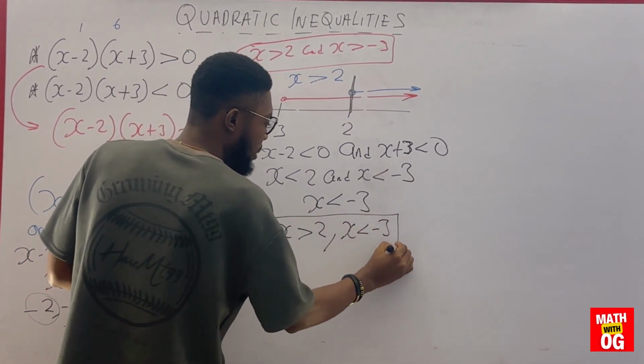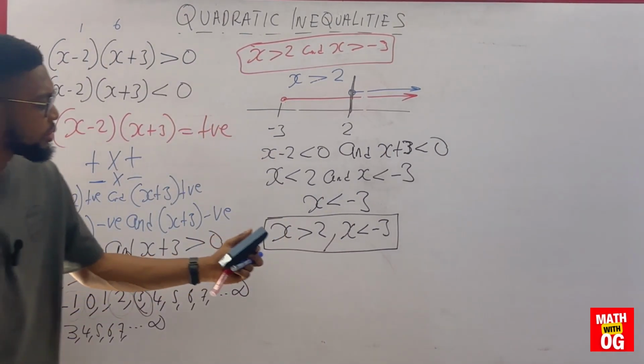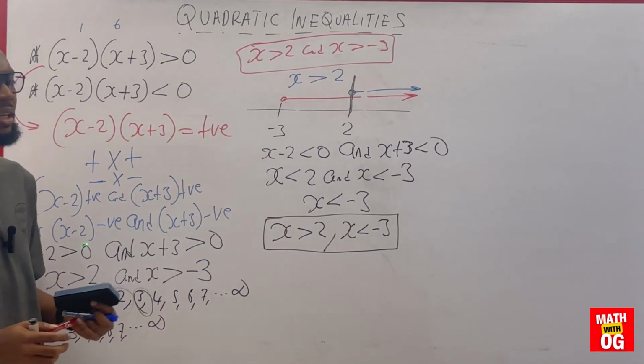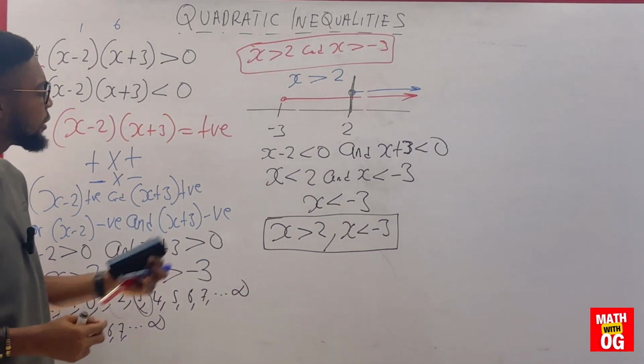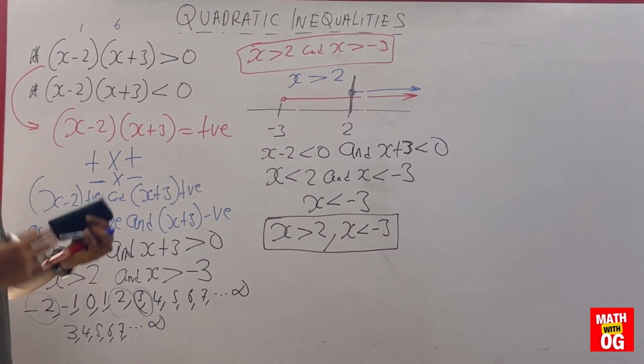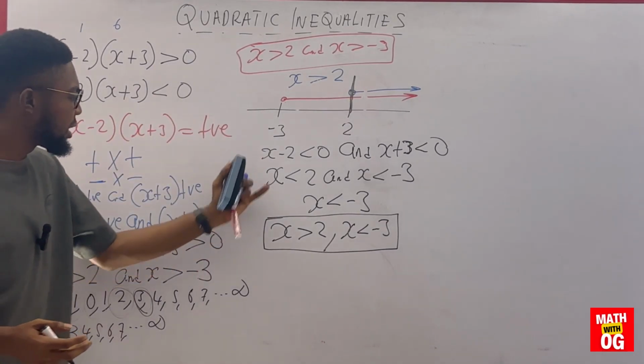And you don't combine this type of inequality. You leave your answer this way: x is greater than 2 and x is less than minus 3. That's the solution. Now, if you are writing an OBJ exam, you don't have to go through this stress of bringing out the details why this answer is correct.